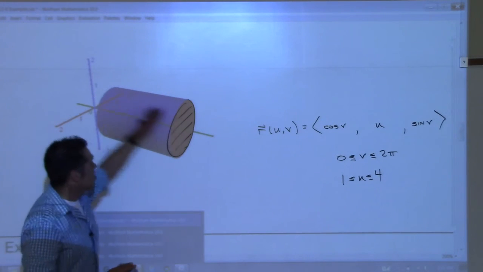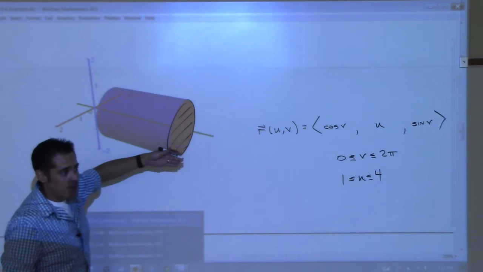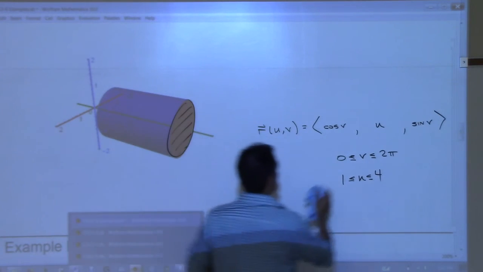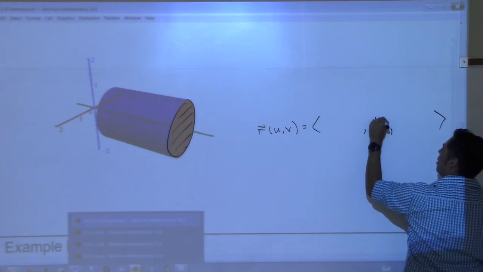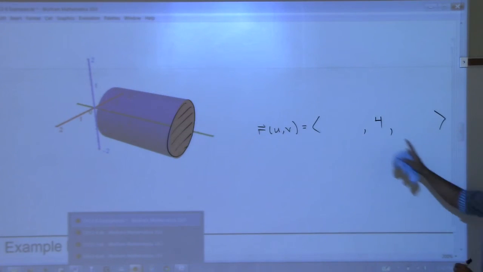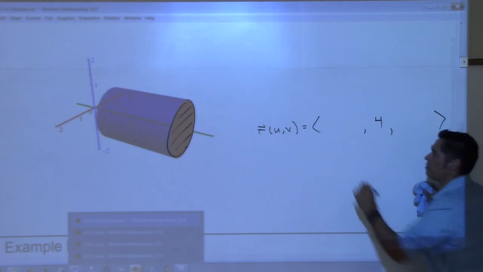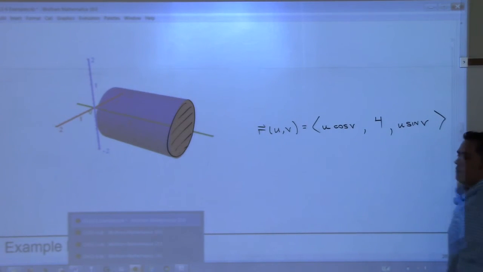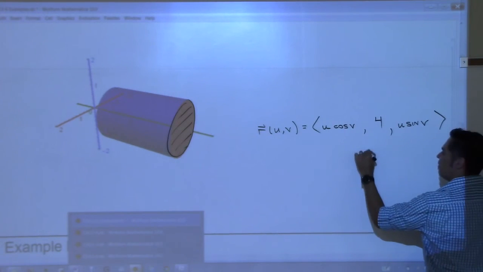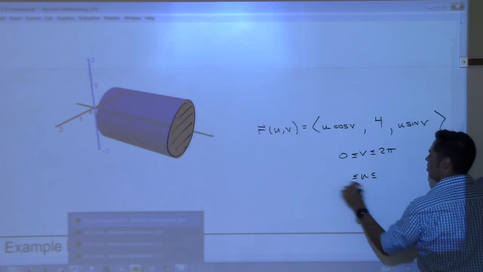But now we're not moving, right? Our y coordinate is stuck at what? 4. So for this one, I want my y coordinate to be stuck at 4. And I want my x and z to draw me the disk. So I have to control both the angle and the radius. So that's where I need the 2 variables. u cosine v, u sine v, right? v will be between 0 and 2 pi, and u will be between 0 and 1.